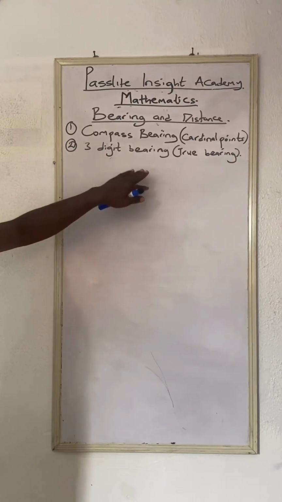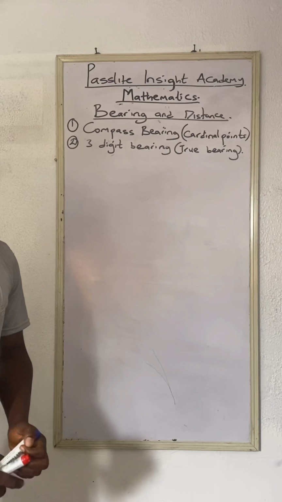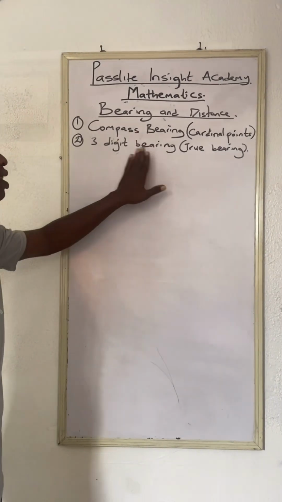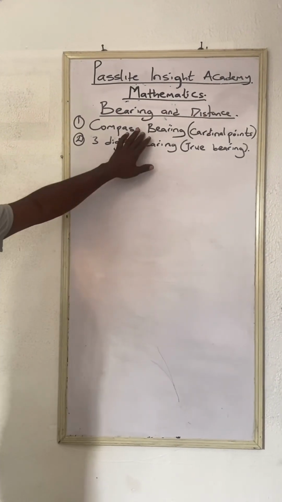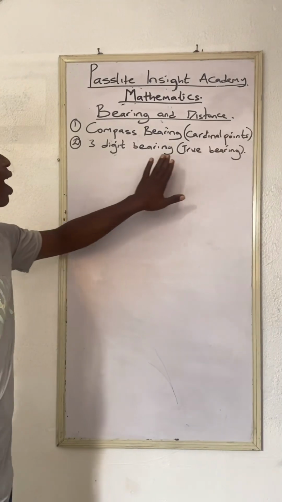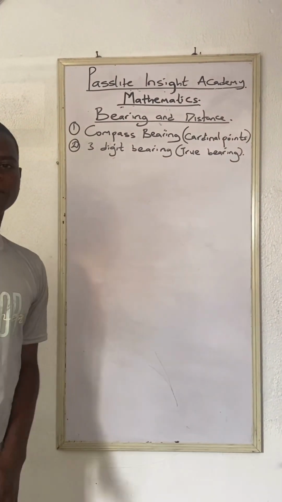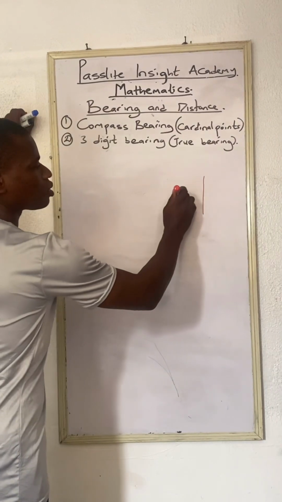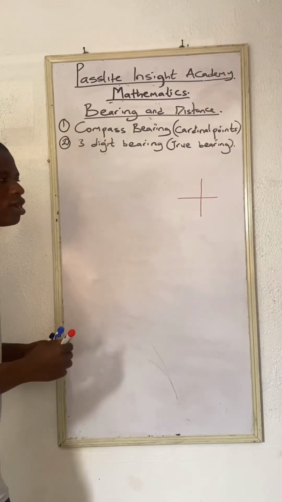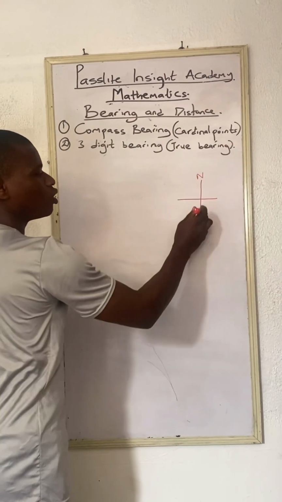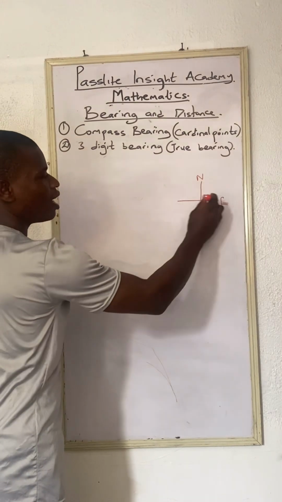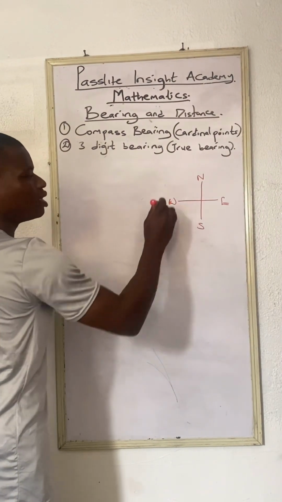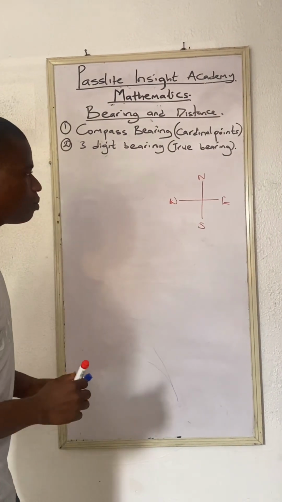Bearing and distance. There are two types of bearing and distance. We have the compass bearing and the 3 digits bearing. The compass one is also known as cardinal points, and the 3 digits bearing is also known as true bearing. The first thing for you to understand is the 4 cardinal points: your north, your south, east, and your west. These are the 4 cardinal points that we have.